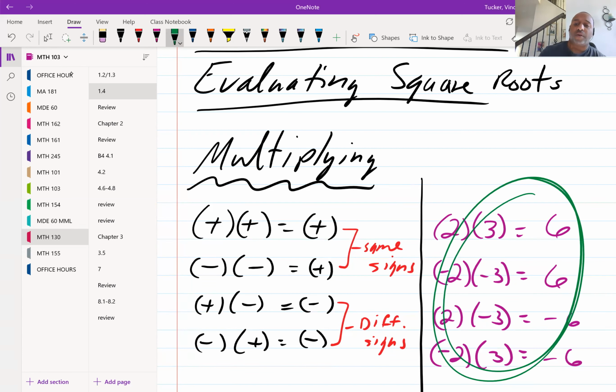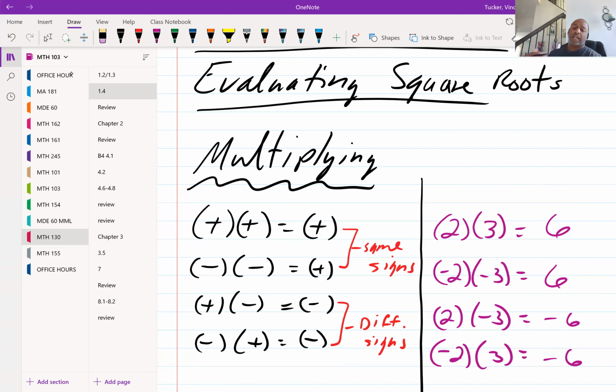Over here is just re-emphasizing that positive 2 times positive 3 will give you positive 6. Negative 2 times negative 3 will give you also positive 6. 2 times negative 3 is negative 6. Negative 2 times positive 3, negative 6.